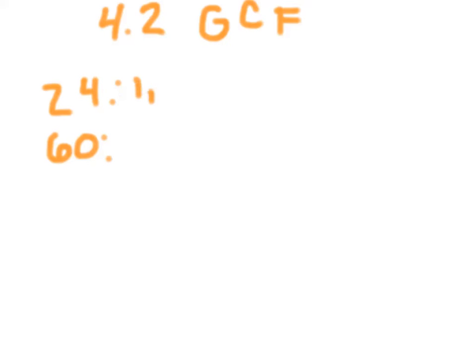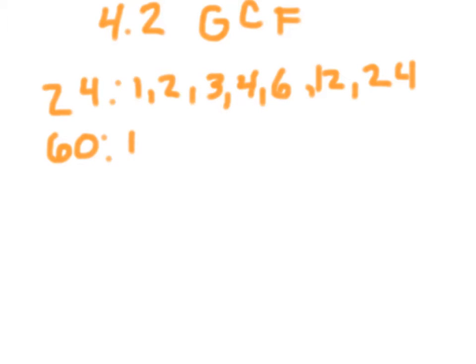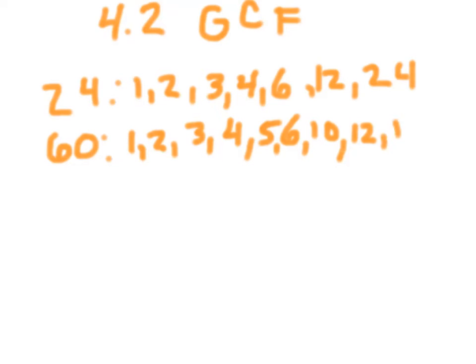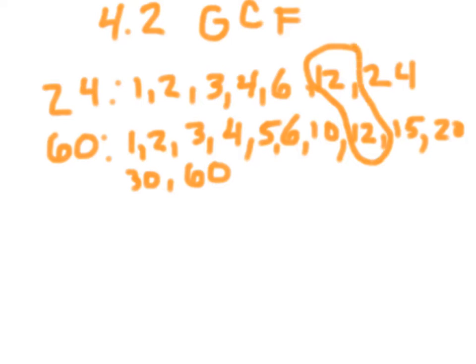For 24, that's 1, 2, 3, 4, 6, 12, and 24. For 60, it's 1, 2, 3, 4, 5, 6, 10, 12, 15, 20, 30, and 60. Okay, when I look for the greatest common factor, I can see that the 12s both are. But there's another way to do that also.